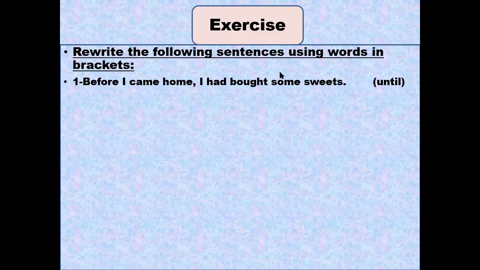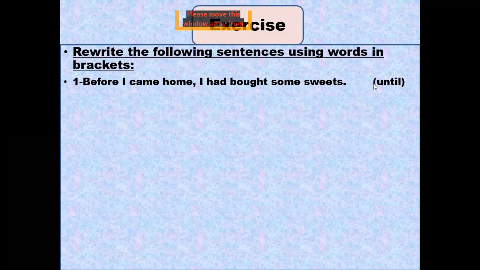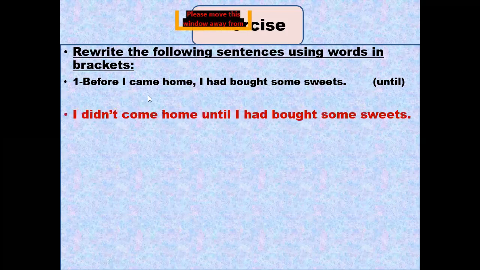Noor, go ahead. I had. Until must come in the middle, and the first sentence is the past simple tense in negative form. Where is the second action which is in the past simple? Came home, first or second? So change it into negative. I didn't come home until I had bought some sweets. Excellent, well done. I didn't come home until I had bought some sweets.